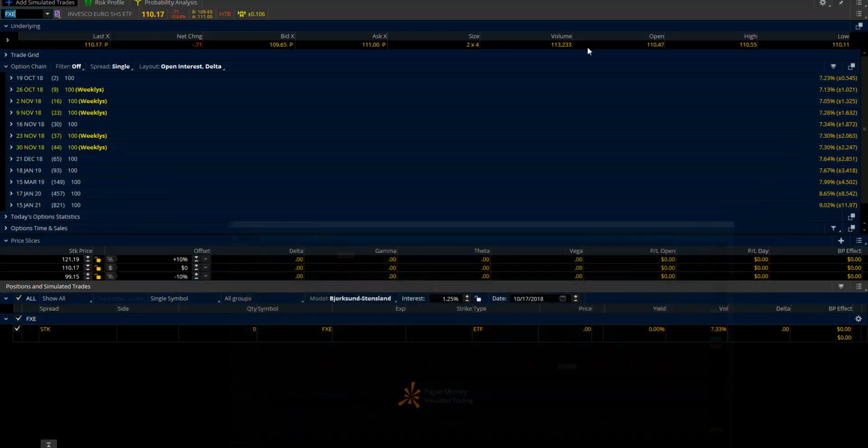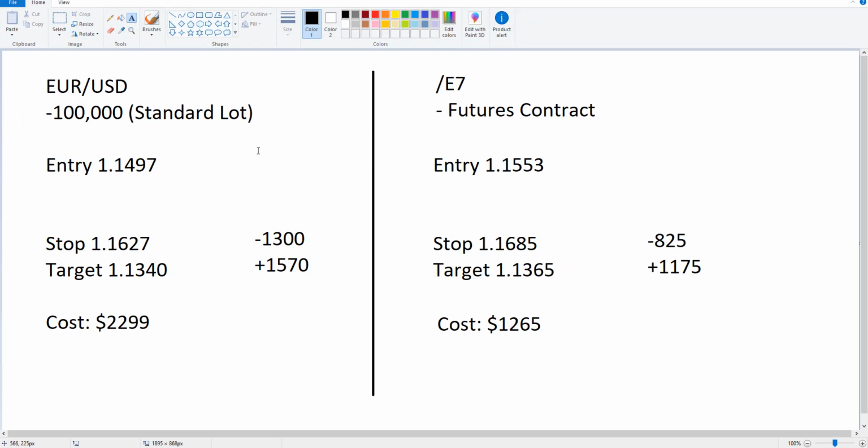I think the details come down to a couple of simple things. Number one, which market do you trade the most? What are you most comfortable with? What are you most comfortable executing on? Forex cross pairs are the most popular. They're the most liquid, but the E7 is popular and liquid.